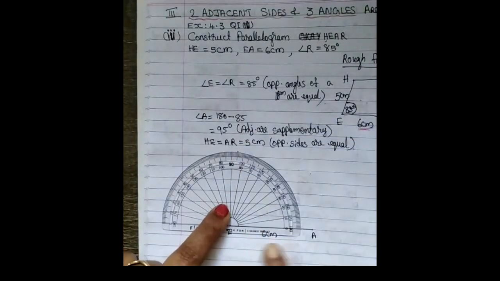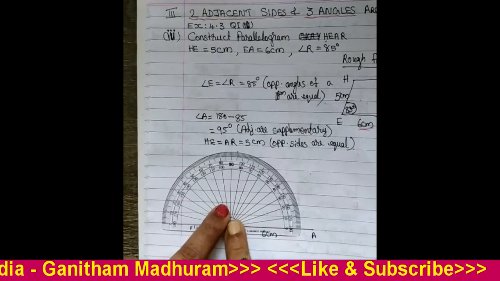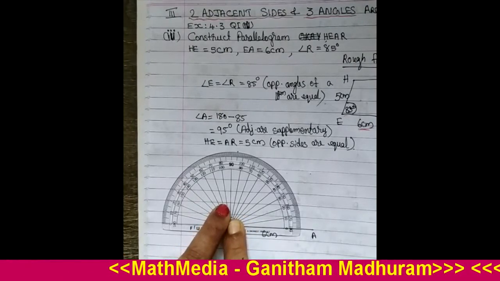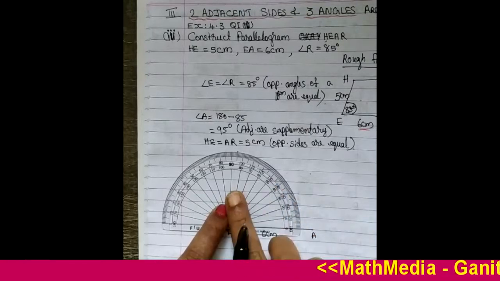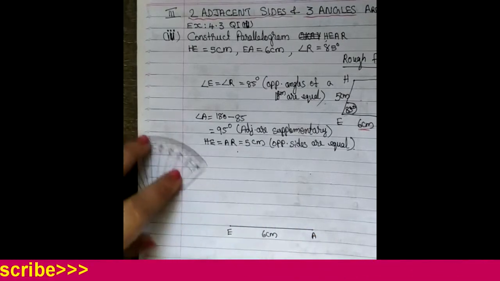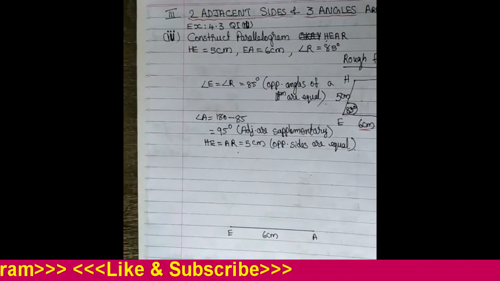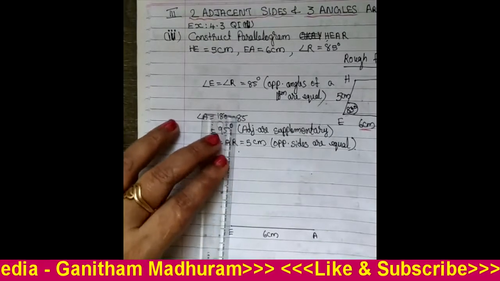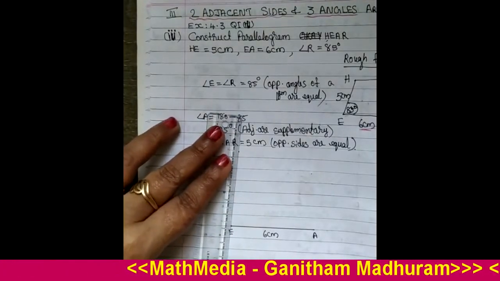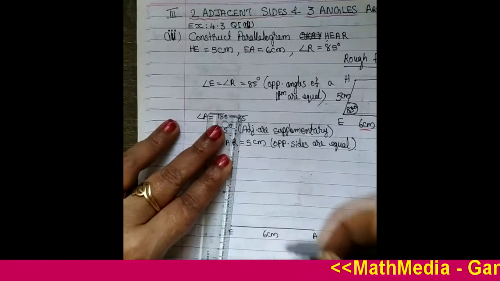Or see, in the line segment I am fixing this protractor on the left side of the line segment. So 0 from right side you have to choose. Now I marked 85 degree. Now I have to join this 85 degree.